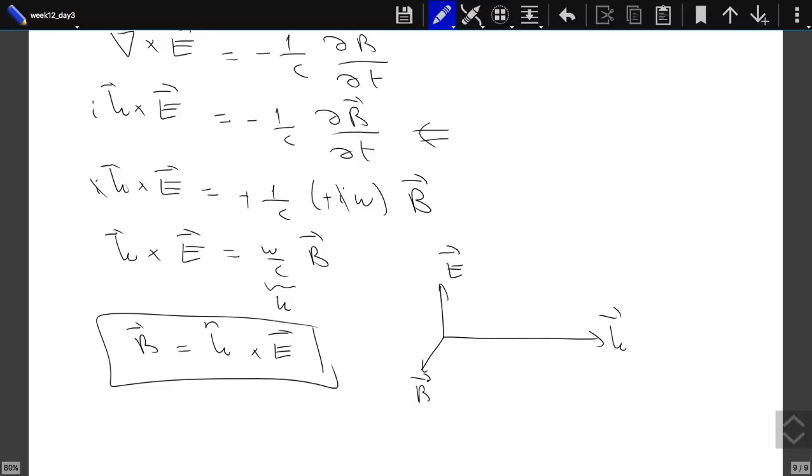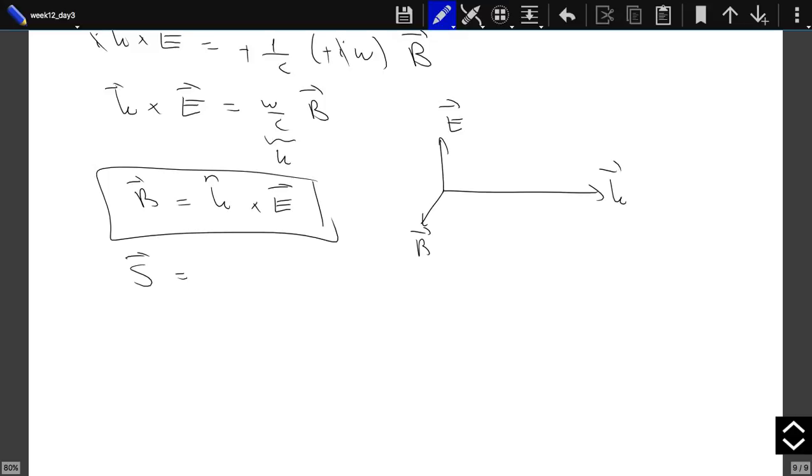What is the direction of the Poynting vector? k. You see, the Poynting vector we had defined as c over 4 pi, E cross B. Well, E cross B is in the direction of k. That kind of makes sense.